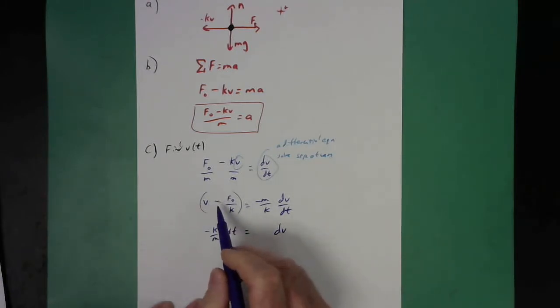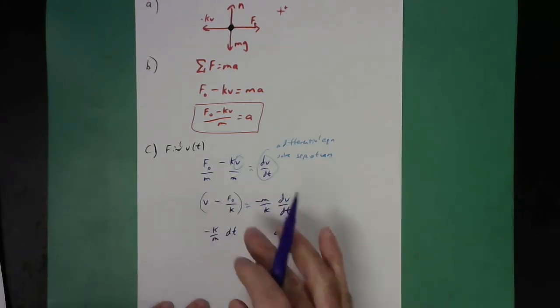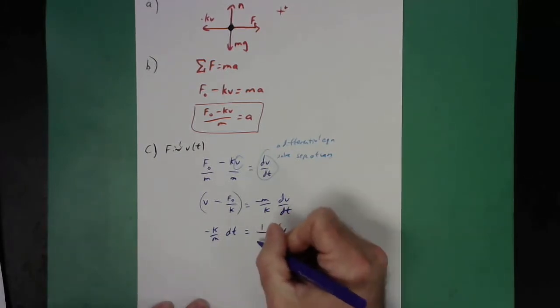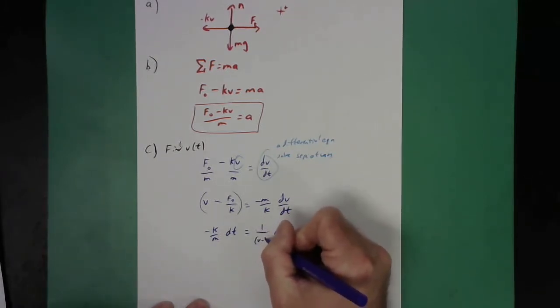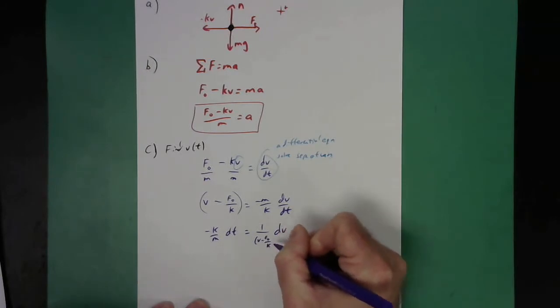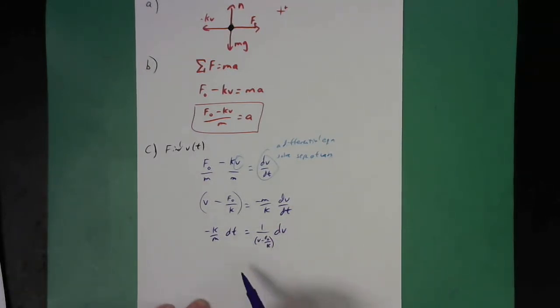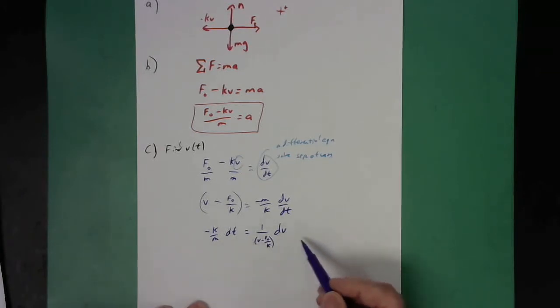Now what I'm going to do is take this chunk and divide both sides by this whole chunk in parentheses. So I have a 1 over that chunk, and that will separate my variables. So I've got just t's or dt's on this side, and all my v's and dv's are on this side.